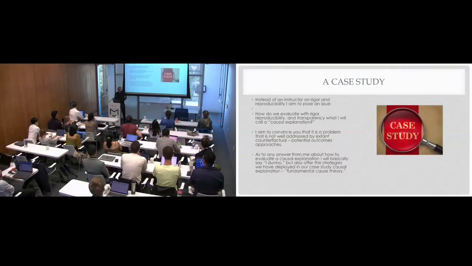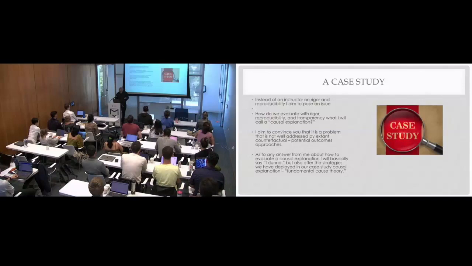So as I said, I want to be a case study. And how do we evaluate the rigor, reproducibility, and transparency of what I'll call a causal explanation? I aim to convince you that it's a problem that is not well addressed by extant counterfactual potential outcomes approaches. As to any answer from me about how to evaluate a causal explanation, I'll basically say, I don't know. I'm going to show you what I did, but would I want to have that made into a system of evaluating? Maybe not. I would like people's input about that.